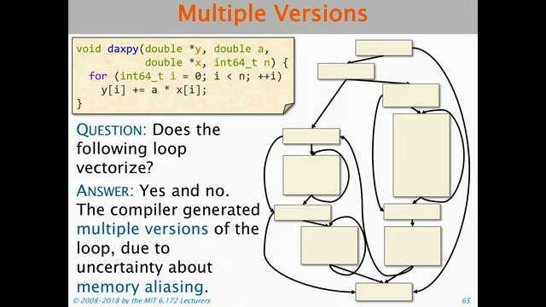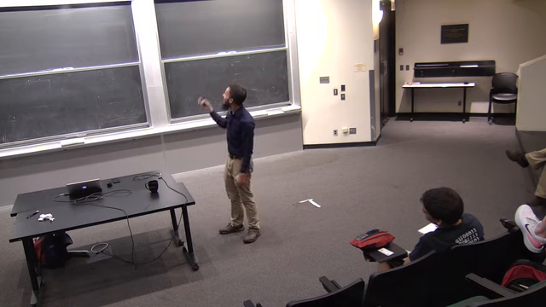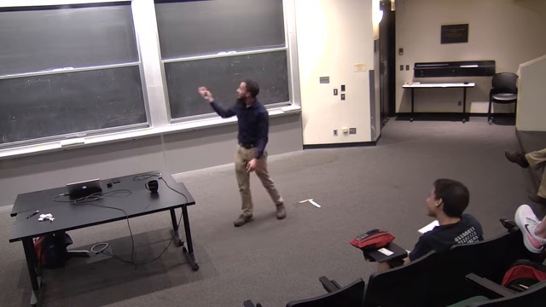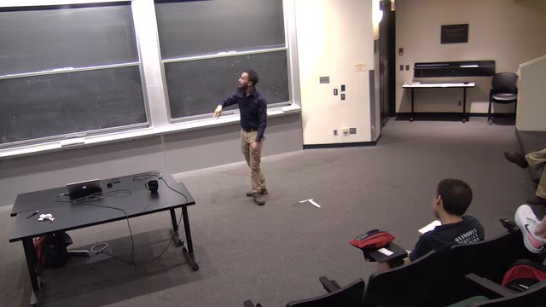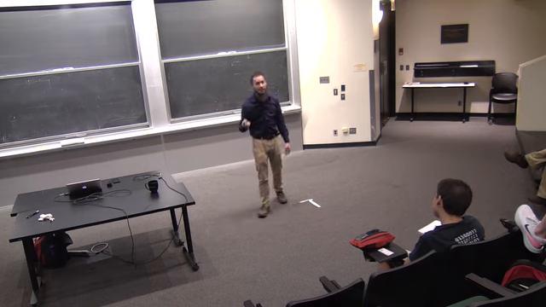So if you voted yes, you're actually right. If you voted no, and you were persuaded, you were right. And if you didn't commit to an answer, I can't help you. But that's interesting. The compiler actually generated multiple versions of this loop due to uncertainty about memory aliasing.